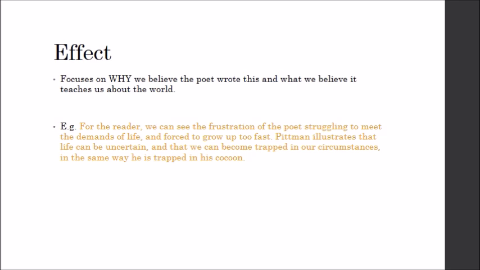But notice it's all about him at the moment. It's all about Pitman. So what does this teach me? So I take it further in the next sentence. He illustrates that life can be uncertain. And I'm not just saying for him now, I'm saying for everybody. We can become trapped in our own circumstances in the same way that he is trapped in his cocoon. Okay, so what I'm really saying is that this isn't necessarily about just childhood. Like an adult could be trapped in this cocoon of uncertainty, this cocoon of feeling like they don't know where they're going or what they're doing, and they need to shed this skin, or they need to shed this part of them in order to move forward. So I'm taking it to a deeper level because I'm discussing what it means to me.